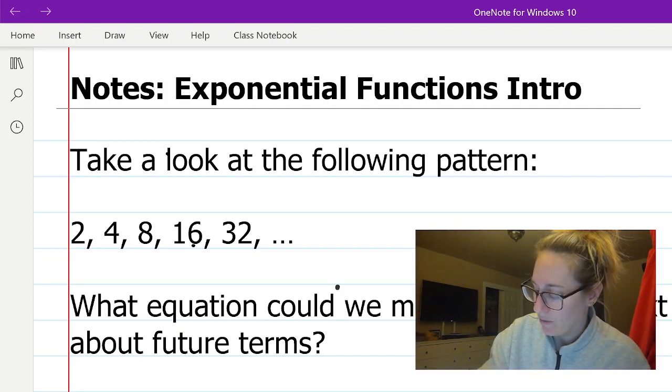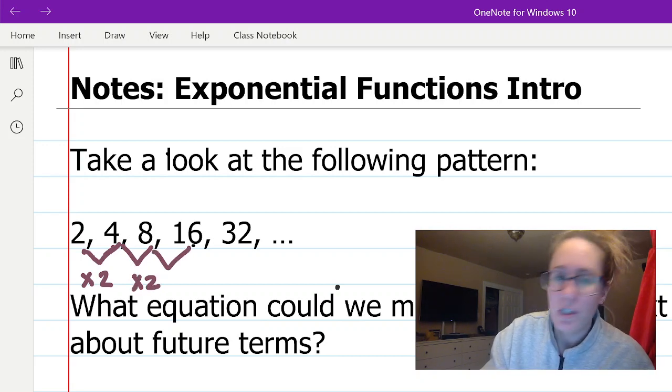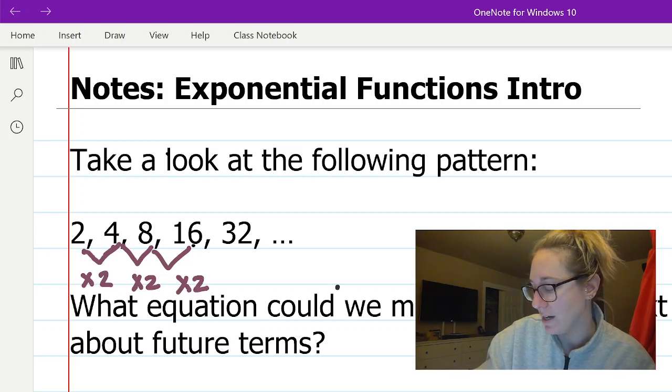This is a simple one. We've done this example before, right? So 2 to 4, we're multiplying by 2. 4 to 8 is a multiply by 2. 8 to 16, 16 to 32, we're just multiplying by 2 over and over. This is what makes this sequence geometric.